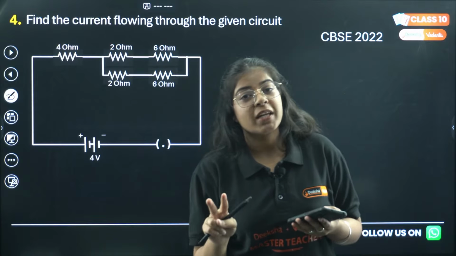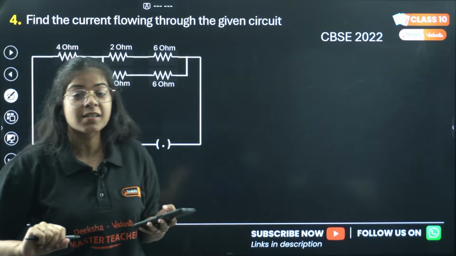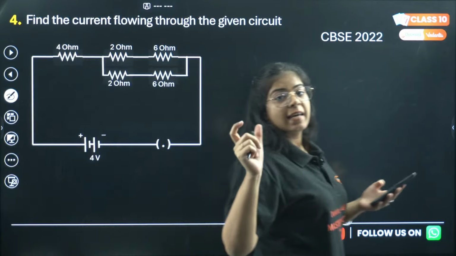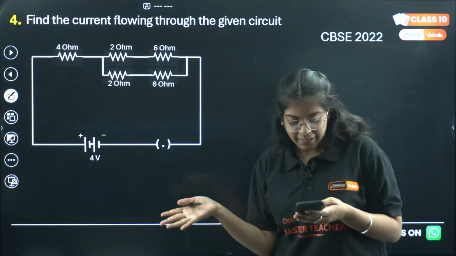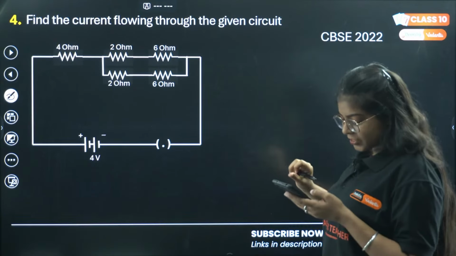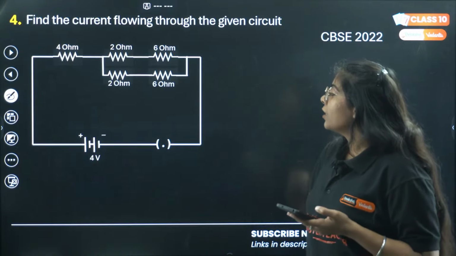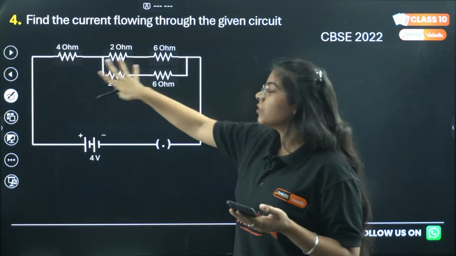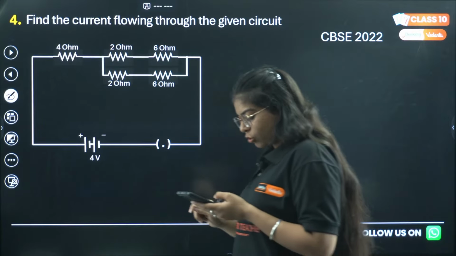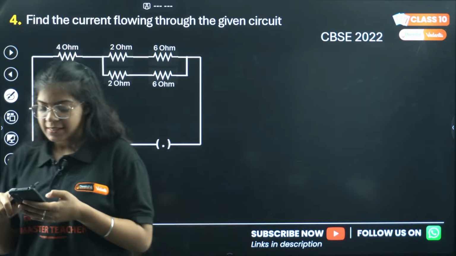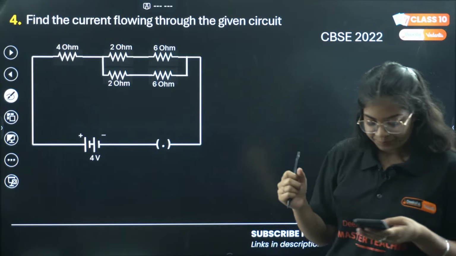This is a circuit of a combination of resistors. The resistors are connected in parallel as well as in series, so it is a mixed circuit. Okay, what is the current flowing in this? Remember, all of the resistances are given and we are also given the voltage source. What is the current in this given circuit? Let me know. I'm waiting for your answer, guys.